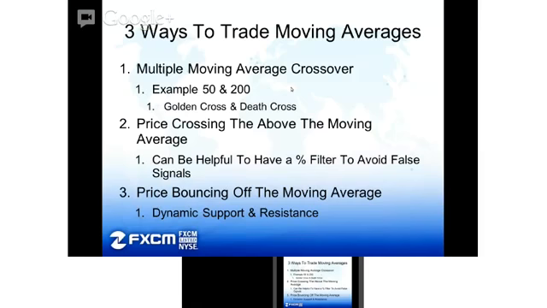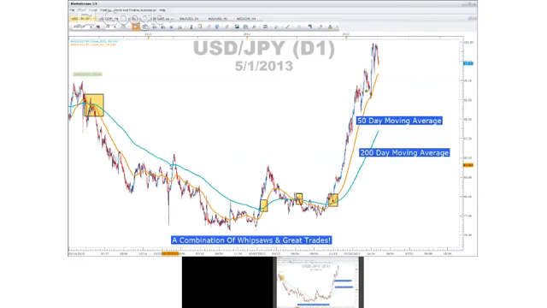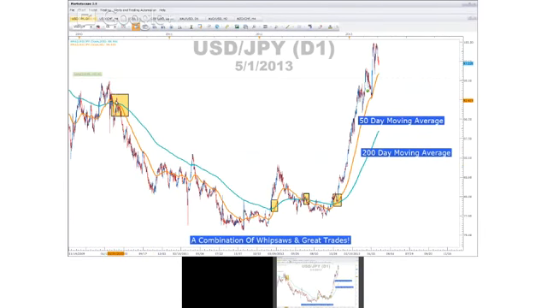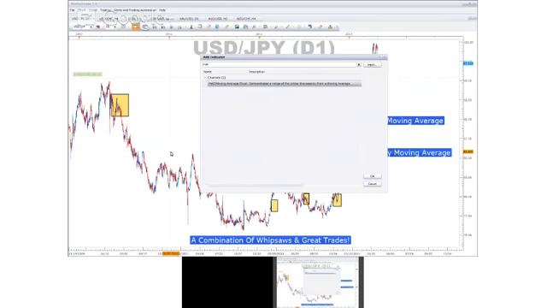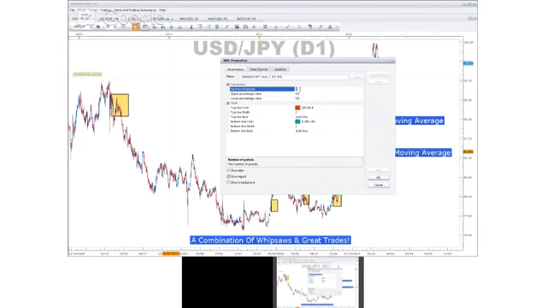Next way, you'll see number 2, price crossing above the moving average. It can be helpful to have a percentage filter. Let me go back to the chart. Here, if somebody didn't want to use multiple moving averages, they could have essentially just had a filter. And I'm going to show you exactly how you can do that. There's something called a moving average envelope. Essentially, what a moving average envelope does is you type in what you want the moving average to be.